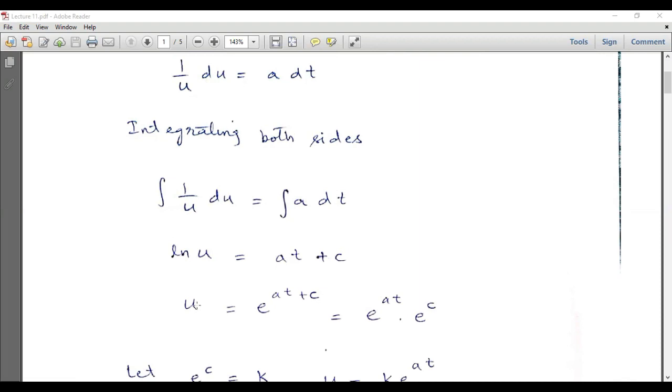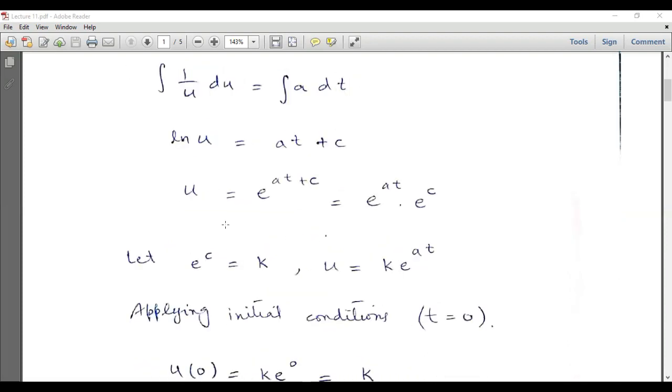After taking the anti-log, we will have u equal to e raised to power at plus c, and e raised to power at plus c can be written as e raised to power at multiplied by e raised to power c. Now e raised to power c is another constant because the c was the constant of integration. Let's denote it with k. So u will become k times e raised to power at.